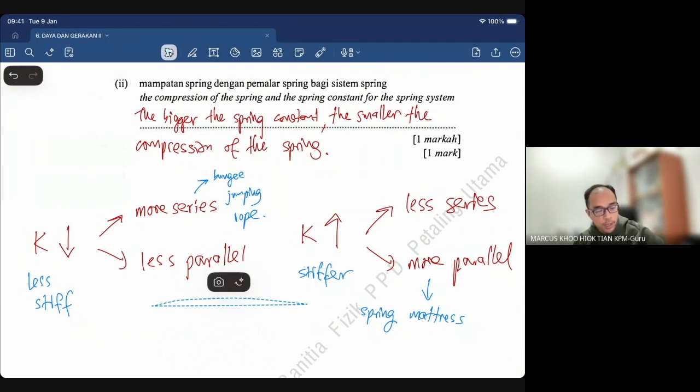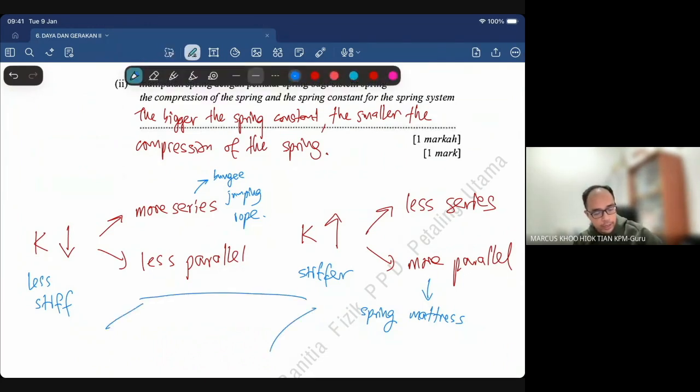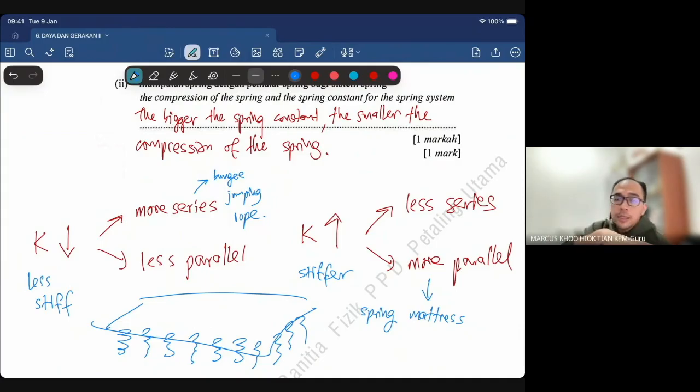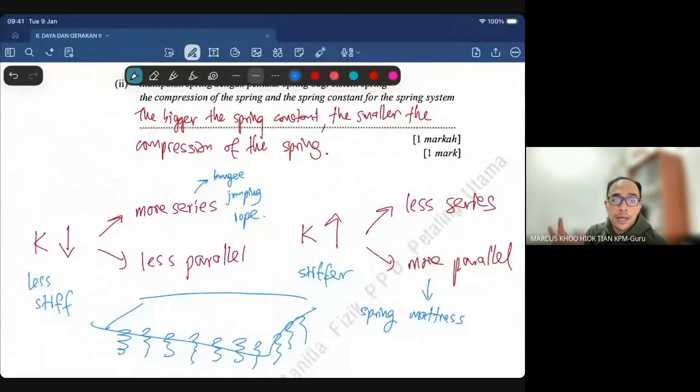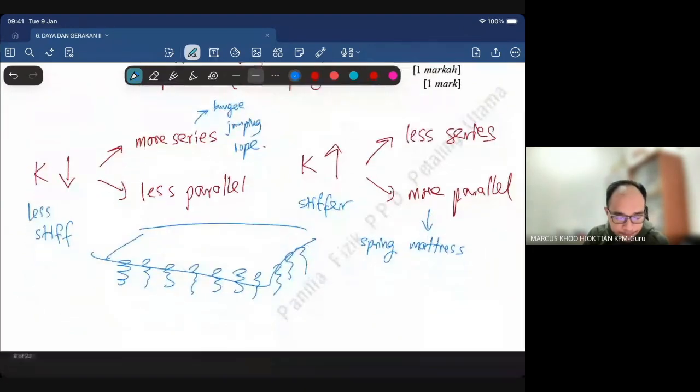Spring mattresses have one spring, one spring, one spring, like that. All these springs are arranged in parallel, so it makes the bed very stiff. Of course you can still bounce on the bed, sure, but it doesn't become very soft. I hope these notes help.